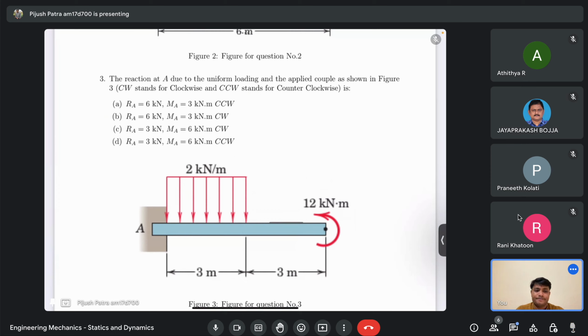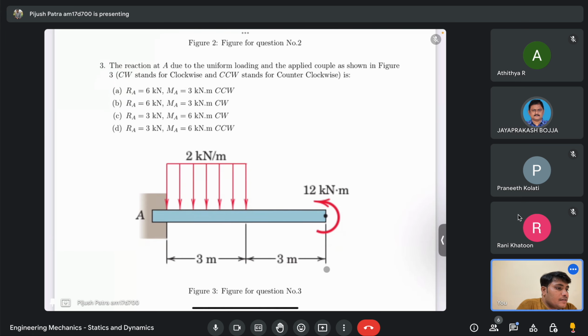Are you able to see the screen? Fine, right? That is the diagram you can see, I guess. Okay. So it says the reaction at A due to the uniform loading and the applied couple as shown in figure 3, which is this figure. Then again, CW stands for clockwise and CCW stands for counterclockwise. So you need to calculate the reaction force and the reaction moment at the point A. So it's the exact same thing. What you need to do, without going to the detailed solution, you can do it.